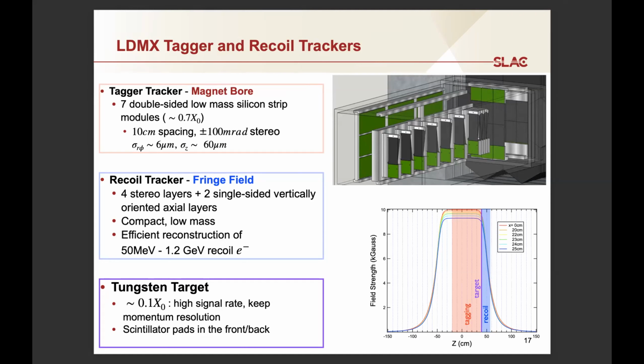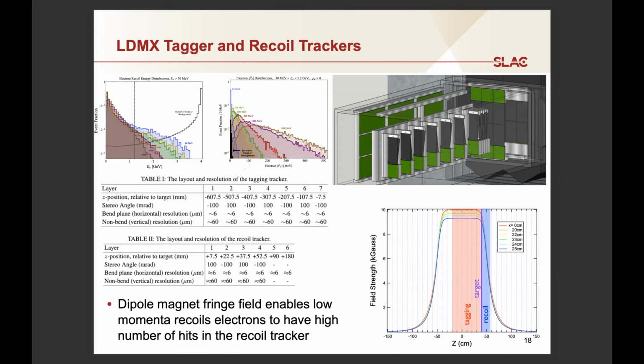However, the target is actually placed at the end of this magnetic field, where the recoil is immersed in the fringe field, a very steeply varying magnetic field. This is intended because you have incoming electrons at 4 GeV, and then recoil electrons from around 50 down to 50 MeV that you want to be able to measure.